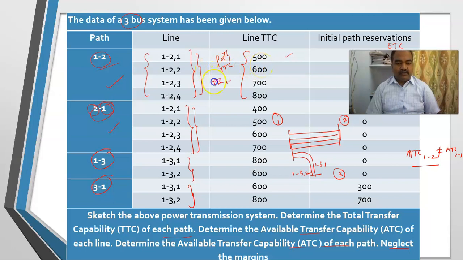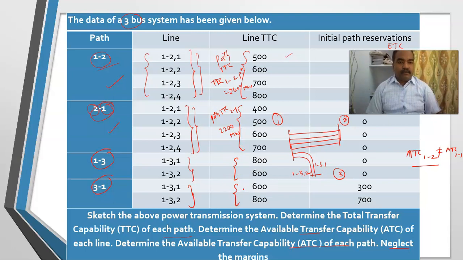So the TTC of the 1 to 2 path is the summation of all these things: 7 plus 5, 12, 20, 2600 megawatts. Similarly, for this one, what is the path TTC? The path TTC of 2 to 1. How much? The summation of all these three things? 22. Like this, summation of paths.